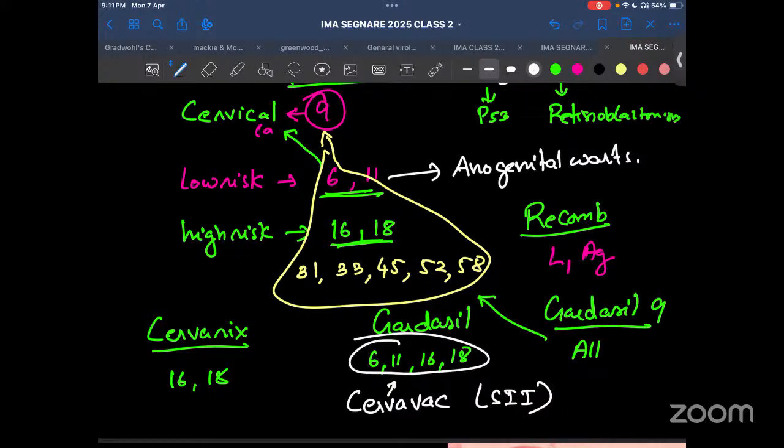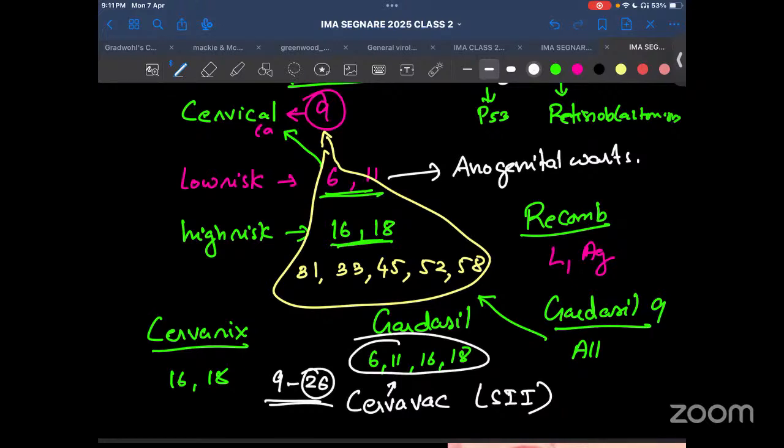is recommended for ages 9 to 26. If you are more than 26 years of age, you cannot take the vaccine. Okay, so it is recommended between 9 to 26. If you take it after 26, you might have already got infected with the HPV, so there will not be much protection. So 9 to 26 is the recommended age group for taking. So if you haven't taken it, go and take the vaccine.